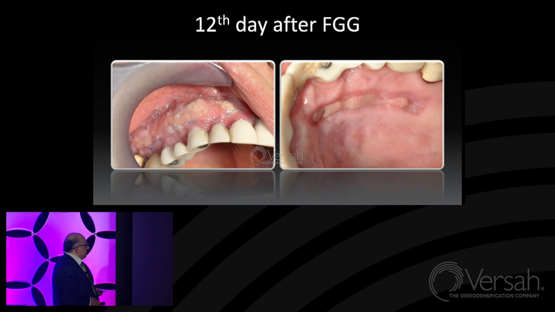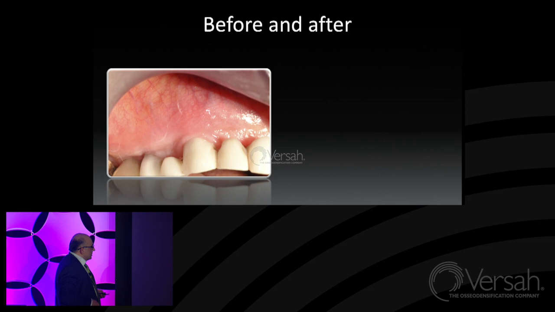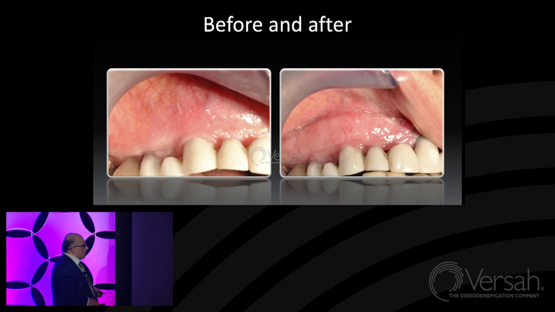Then what we got at the end? This is the beginning of the case. And this is the end of the case. Look at new zone of keratinized tissue. It's about 10 millimeters. So to be sure that for a long period of time we'll get stable condition of marginal gingiva around the implants, we have to be able to perform such type of procedure. This is the before and after.